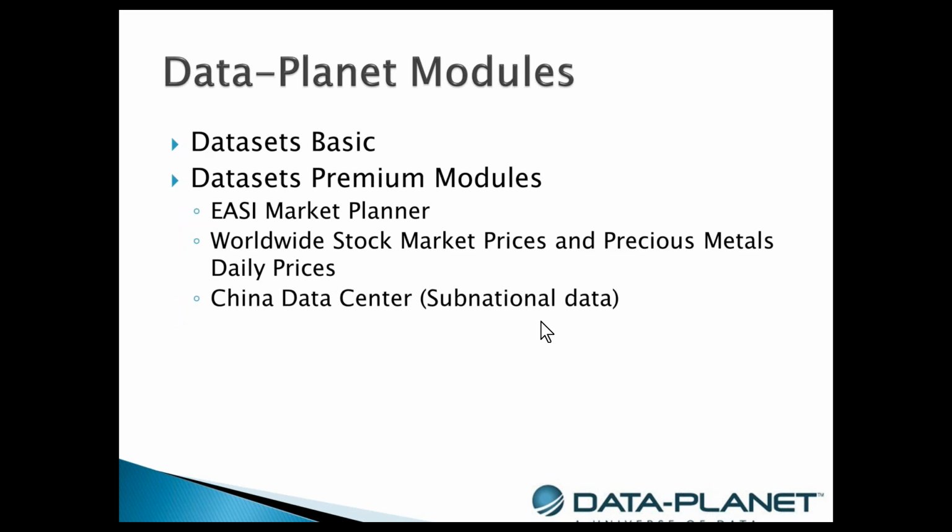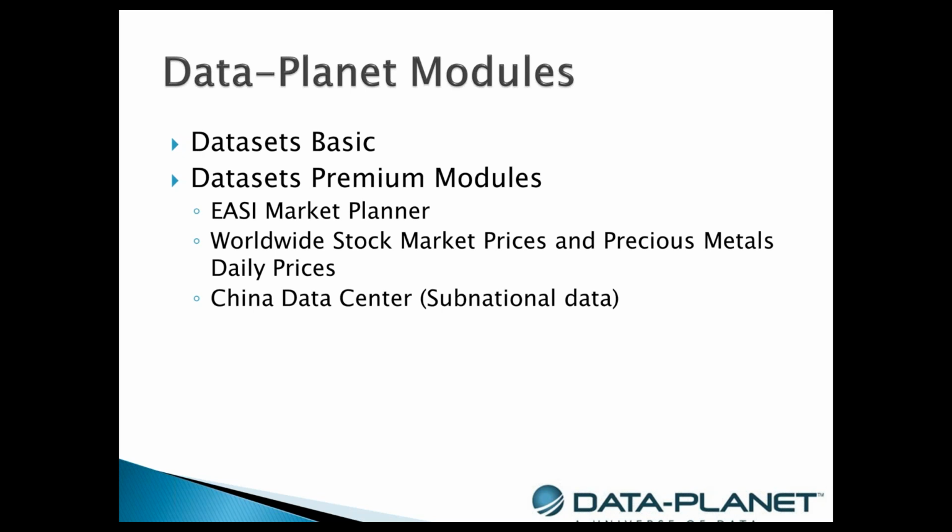We sell the Data Planet in modules. About 96% of our data is covered in the datasets basic module. But when we have data products that are very expensive, we may have to segment them out, and we have 3 of those. The first is the Easy Market Planner, and it covers purchasing patterns and demographics at a very granular level. So how many people buy Ford versus Chevy, or eat at McDonald's versus Burger King, and this data will cover the national level, the state, the census tract, the zip code. So again, it gets very, very granular geographically.